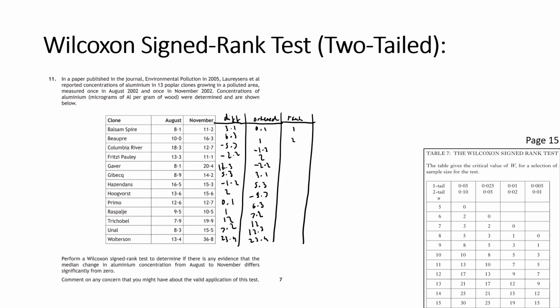1, 2, 3, 4, 5, 6, 7, 8, 9, 10, 11, 12, 13. Luckily, there's no duplicates, so we don't have to go through the slightly complicated extra step. Now we can find W positive and W negative.